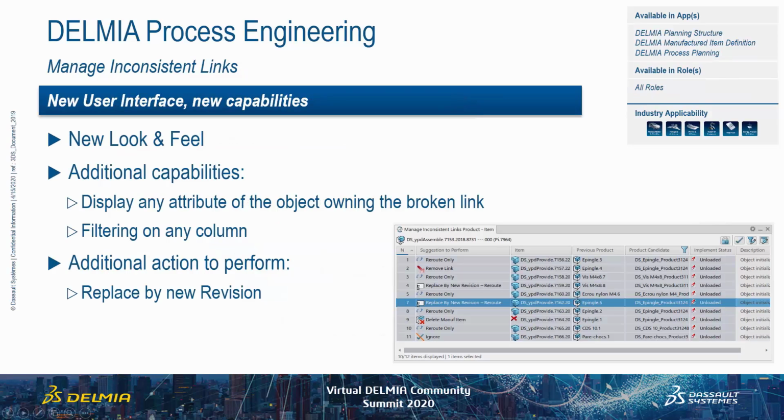New enhancements related to the managing consistent link UI. There is a global new look and feel to make all of this more understandable, and a couple of new additional capabilities like display of any attribute of the object owning the broken link, which is pretty useful. You have similar filtering capability on columns like you do have in PPR spreadsheet. Globally, it's a convergence in terms of UI with other spreadsheets we have today.